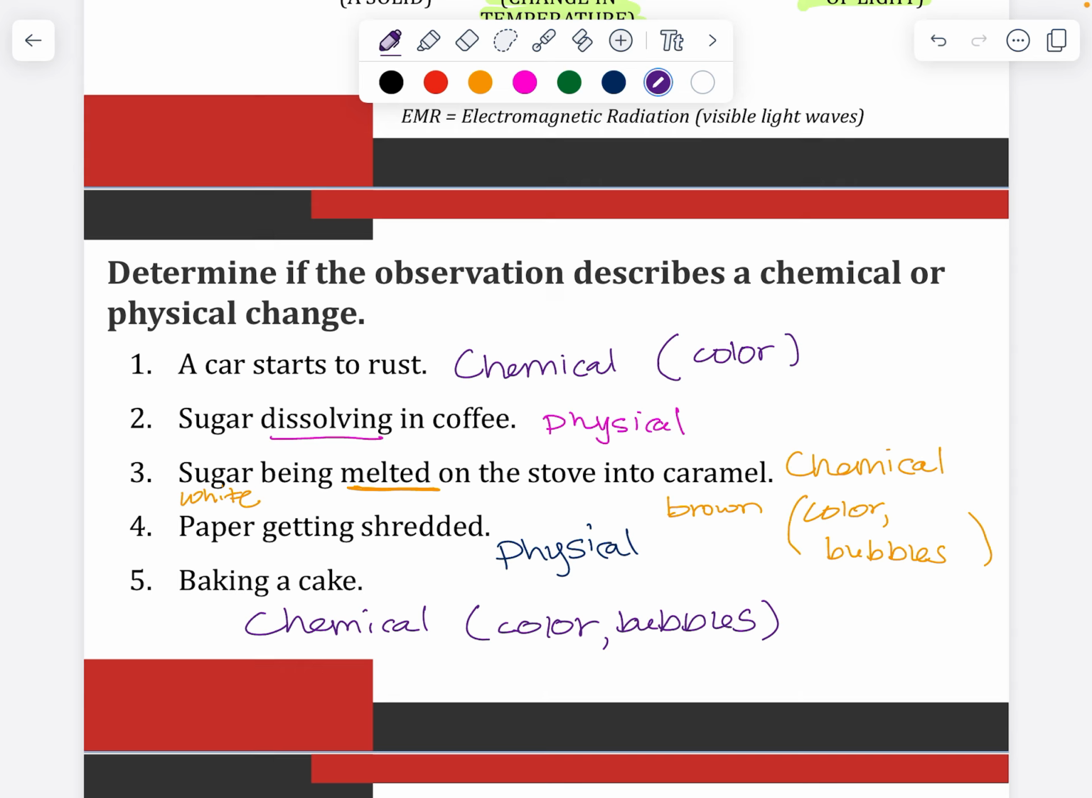With that, because the oven is providing heat, it's not a temperature change that we would observe. The temperature change is coming from the oven, so that's not a sign of a chemical change there. It's just speeding up the process.